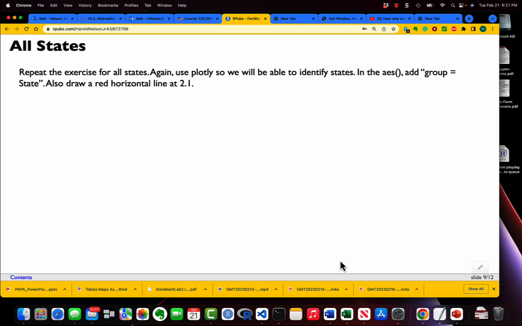So repeat the exercise for all the states. And again, use Plotly so we'll be able to identify states. And then in the aesthetic, add group equal state. And then draw a red horizontal line at 2.1, which is approximately the break-even ratio where you would have a not growing and not shrinking population.